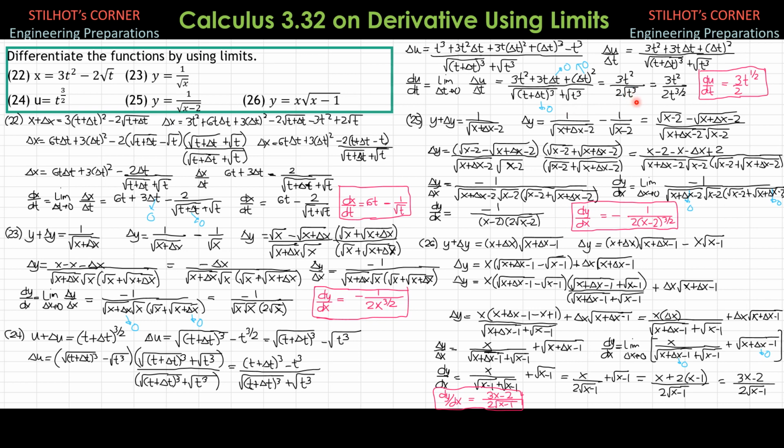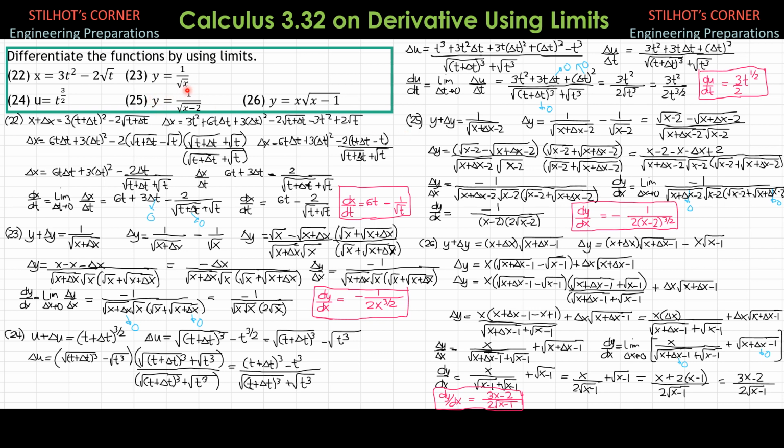And square root of t cube is t to the 3 halves. So we have 3t squared over 2t to the 3 halves. T squared over t to the 3 halves is t to the 1/2. So the final answer, du dt, is 3 halves times t to the 1/2.